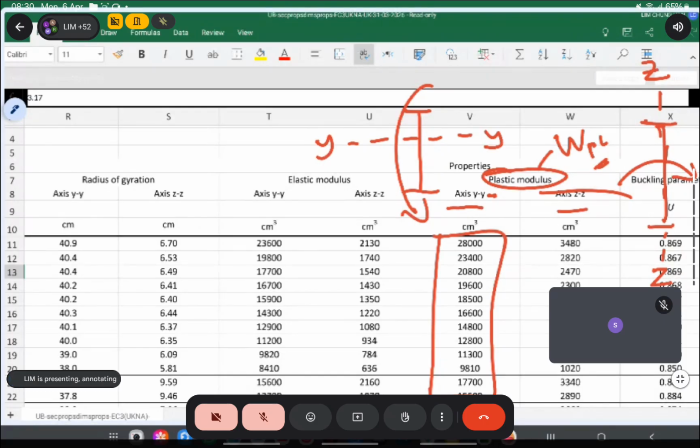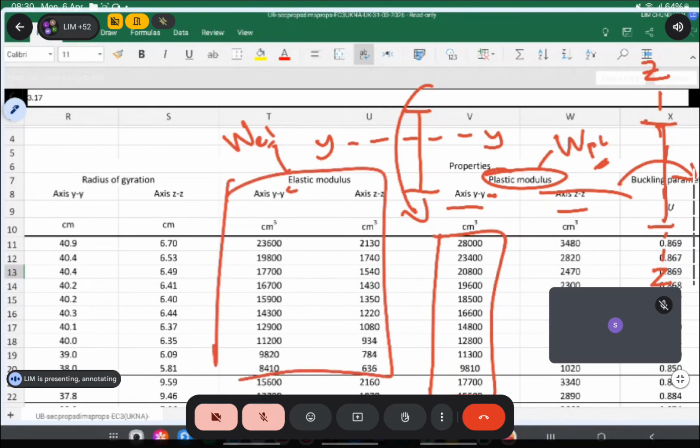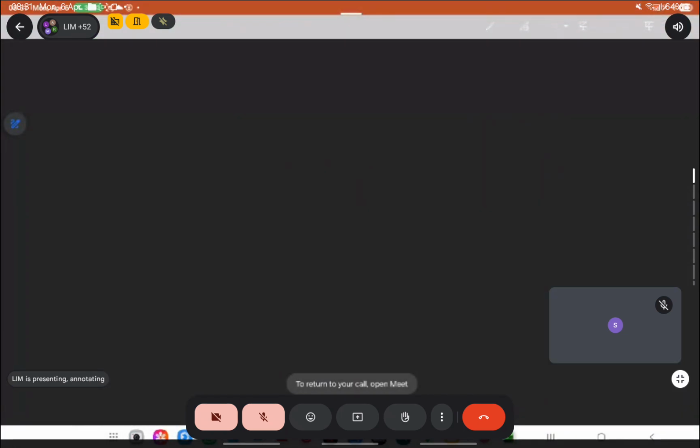So now, this is for class 1 and class 2. Class 1, class 2, use WPL. Class 3, later on, when we go back to my notes, you will see class 3, you use WEL. EL means elastic. So if your section is class 3, then you use elastic modulus direct from this other column. So all the figures are given to you. All right. So let's go back to my presentation.